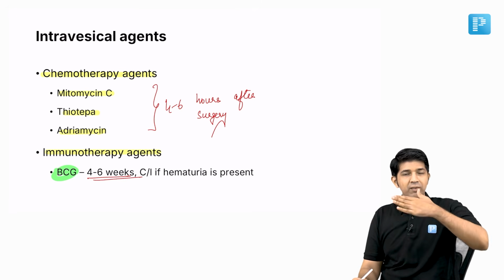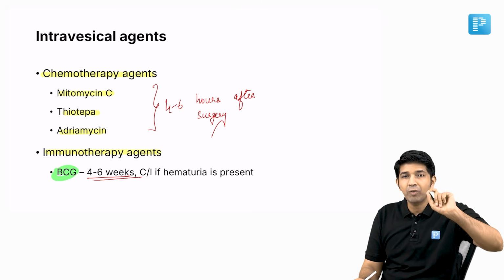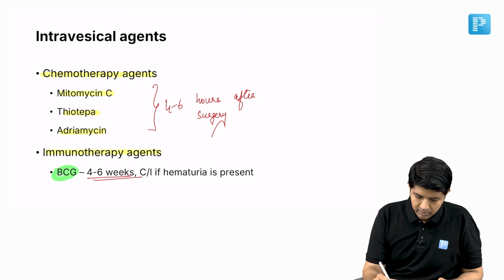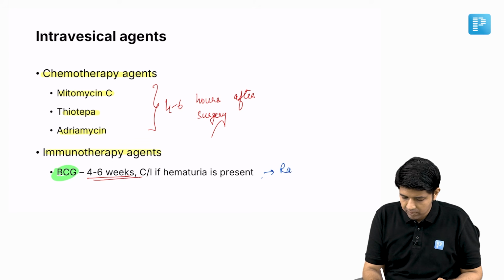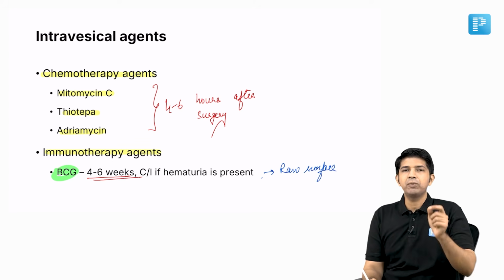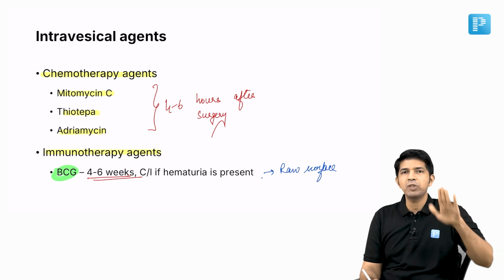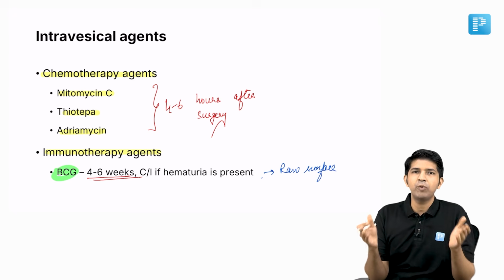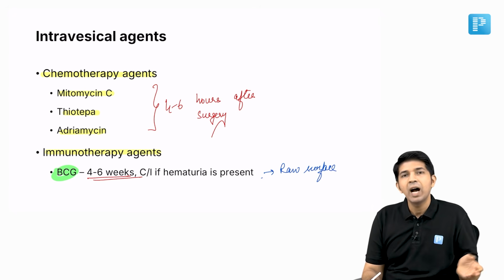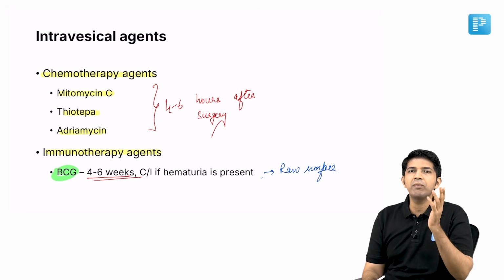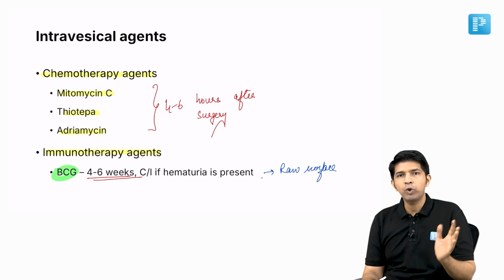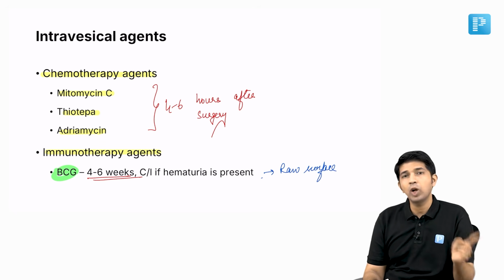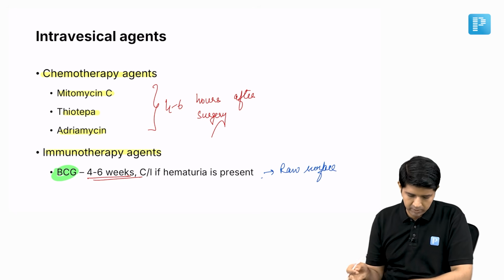That is because when you have done a TURBT, you will have a raw surface. Do not give BCG whenever you have a raw surface or whenever there is a wound. Allow that wound to heal. Now the time taken for healing is about 4 to 6 weeks. After that you give BCG. Don't give it before that. Before that, if you want to give, give chemotherapy, not immunotherapy in the form of BCG.